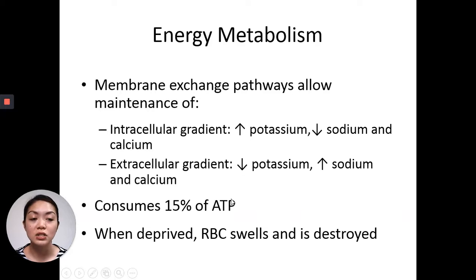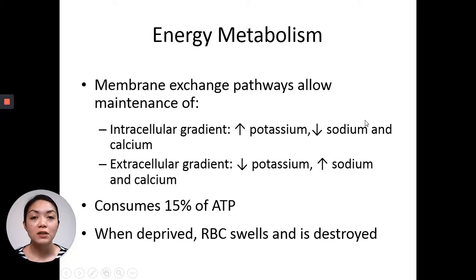So if we lack energy, our RBCs will be deprived of the energy needed to maintain the membrane gradient. So sodium will enter, and it will swell. Sodium will enter because calcium has nowhere to go, and potassium can go out of the red blood cell, so nothing is retained inside.